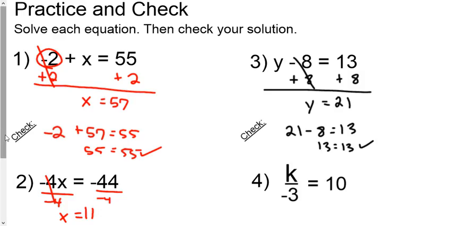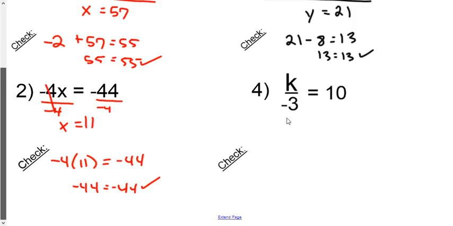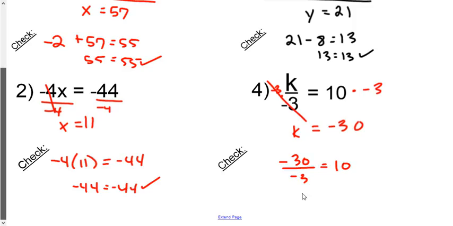And finally, our very last one, k is being divided by negative 3. So let's just go ahead and multiply by negative 3. That frees it up. At least that makes a 1. Positive 1 times k is k, so we're done with that side. And now let's just multiply the other side by negative 3. 10 times negative 3 is negative 30. Plug it into the equation, see if it's correct. Is negative 30 divided by negative 3 positive 10? Yes, it is.